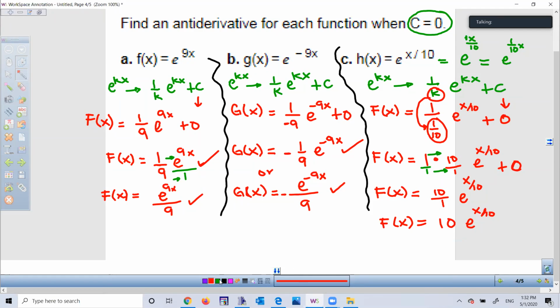Okay? And that would be my final answer. There's no other way to write this. This would actually be the only way, not like the other ones that have maybe more than one way. This would be it. Okay. So far, any questions on the use of the formula for finding the antiderivative of e raised to something? No? Okay. So I'm going to continue.